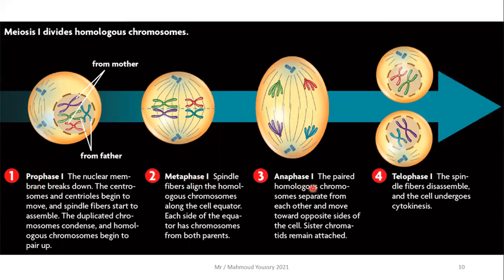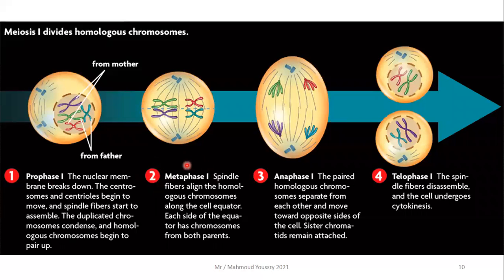So we have prophase, metaphase, anaphase, telophase. This is for mitosis, but here, as we divided meiosis into meiosis 1 and meiosis 2, each phase has its own number. Then in prophase 1, now we are talking in meiosis 1, what happens in prophase 1? As you can see, the nuclear membrane breaks down, the centrioles and centrosomes begin to move to the opposite sides of the cell, and the spindle fibers start to assemble. Then the duplicated chromosomes condense and the homologous chromosomes begin to pair up. As you can see here, two chromosomes from the mother and two from the father begin to pair.